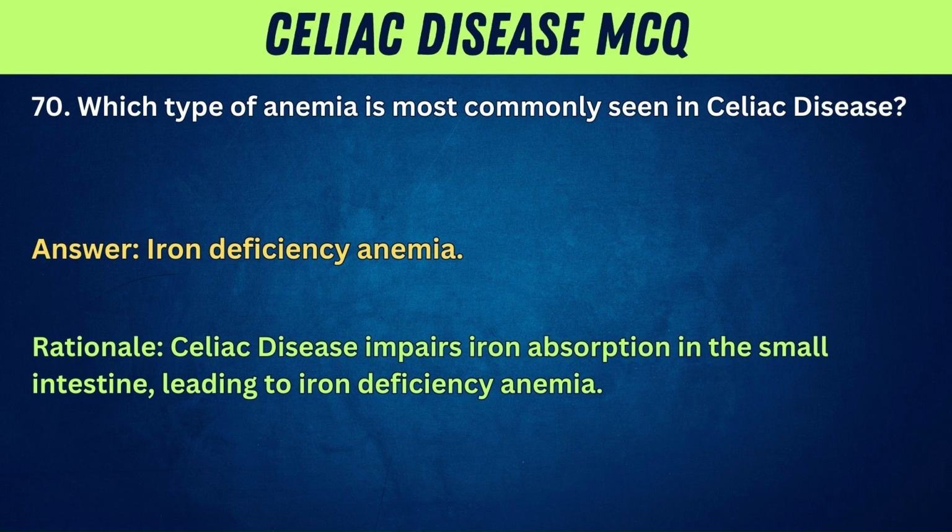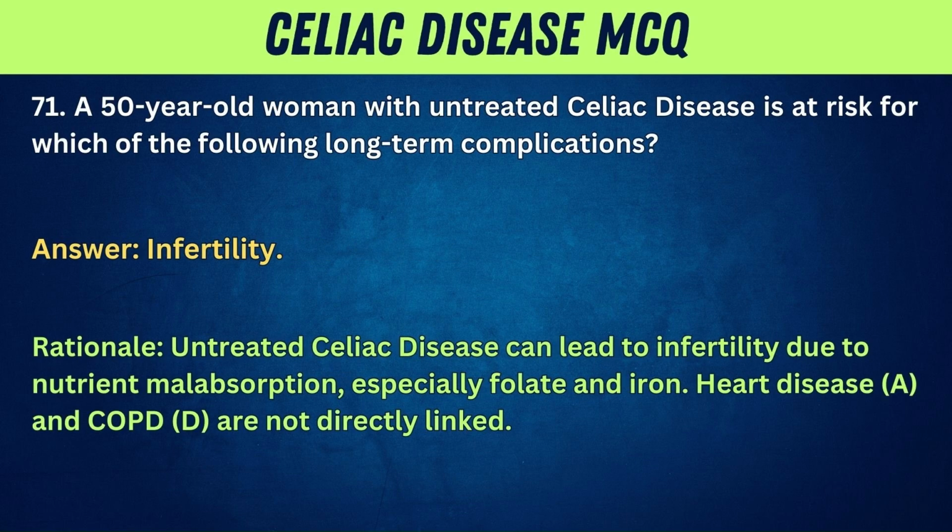71. A 50-year-old woman with untreated celiac disease is at risk for which of the following long-term complications? A. Heart disease. B. Colon cancer. C. Infertility. D. Chronic obstructive pulmonary disease. Answer: infertility. Rationale: untreated celiac disease can lead to infertility due to nutrient malabsorption, especially folate and iron. Heart disease, A, and COPD, D, are not directly linked.